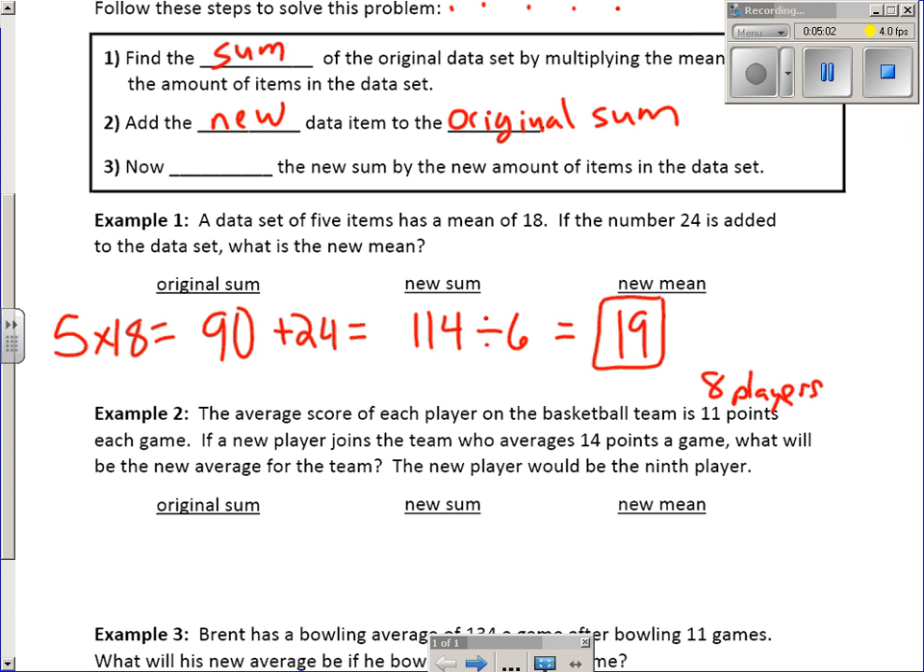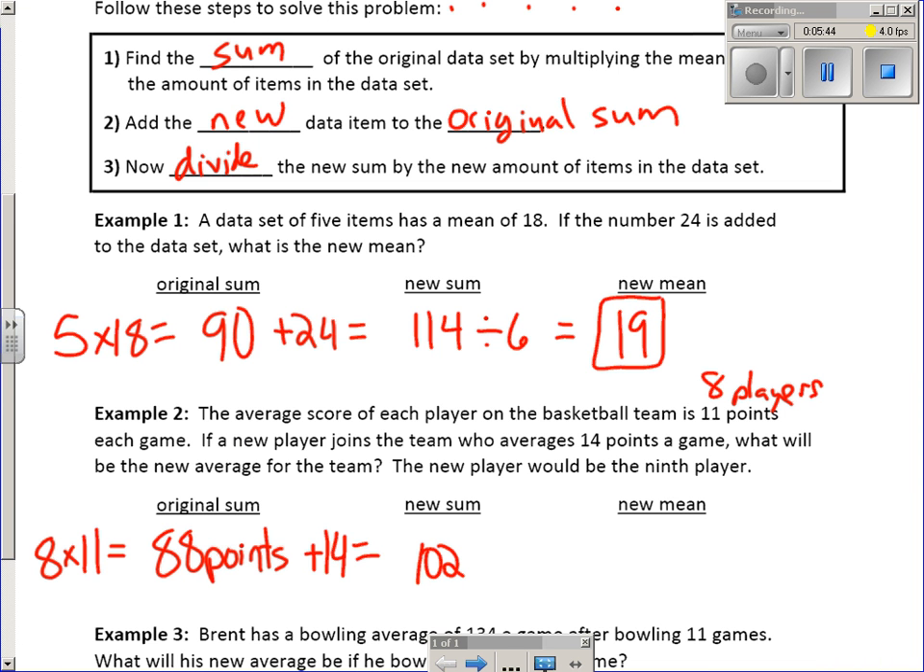First thing we need to do is get back to what the sum was originally. Like we say up here, we multiply the average, which was 11, by how many numbers, or in this situation, players there were. Each player has their own number. So 8 players times the 11-point average means the sum of all their average points is 88 points. Then this new player joined, and he has 14 points a game. So we add that to the original sum, and now we have a new sum, which is 102 points.